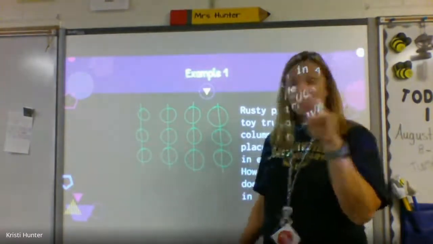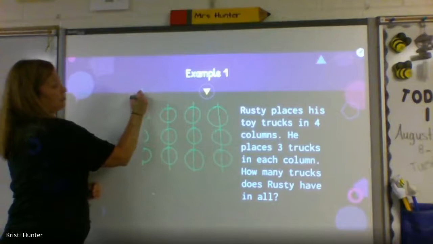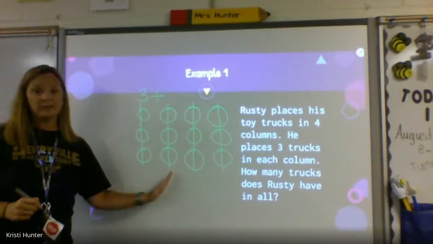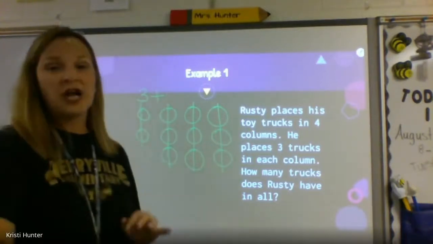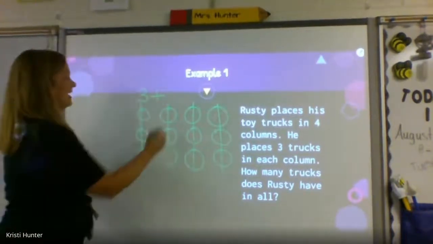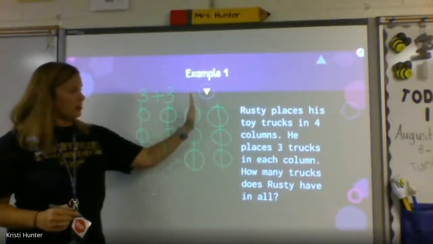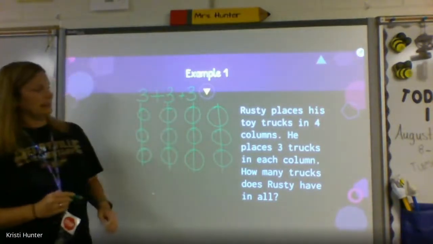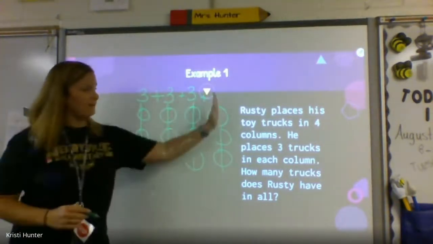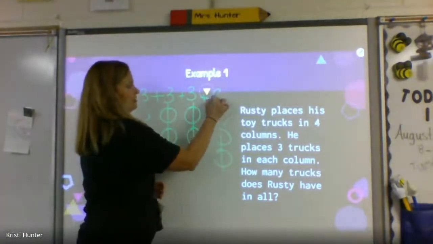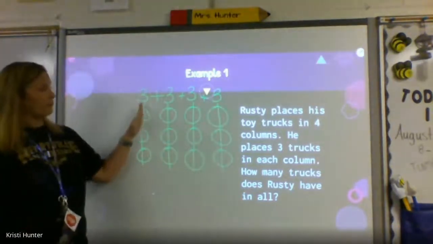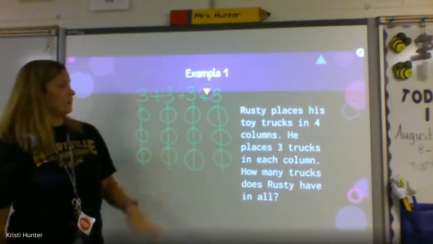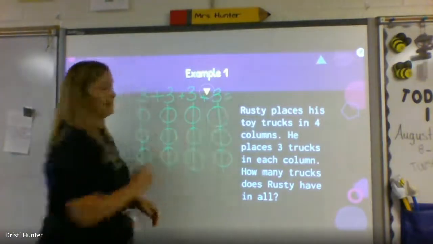3, right? So I'm going to say my equation is 3 plus, how many trucks are in my second column? We have 3 trucks in that second column. And then look at my third column. I have 3 trucks in my third column. And then I look at my fourth column and I have 3 trucks in my fourth column. So I have 3 again. So I have 3 plus 3 plus 3 plus 3. Okay, that's my equation. So now I've got to find my answer.